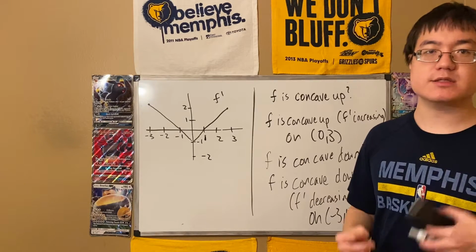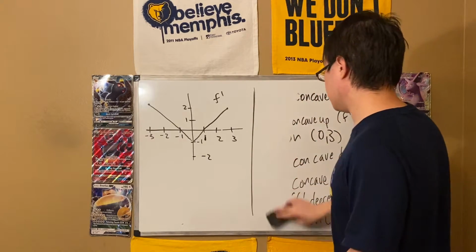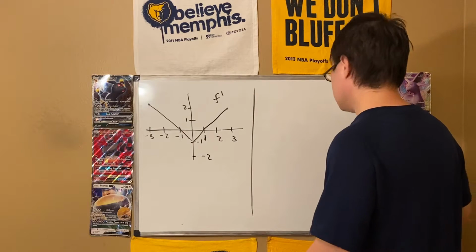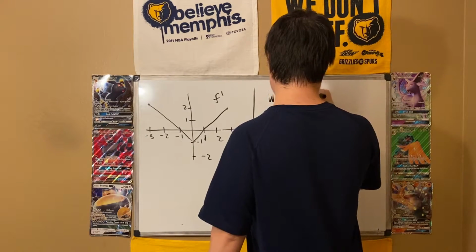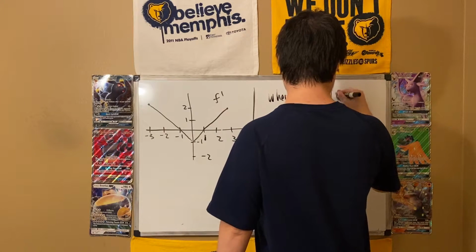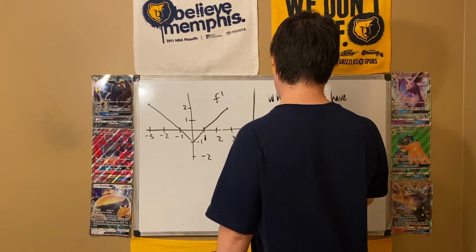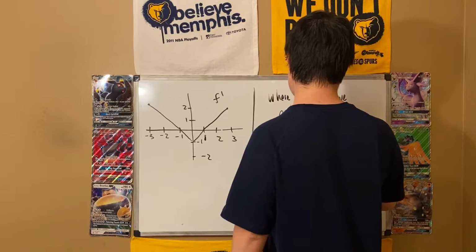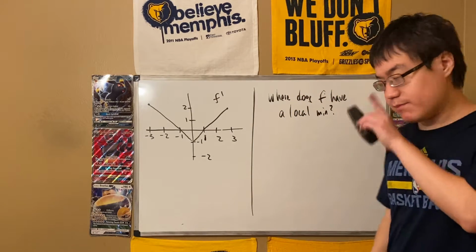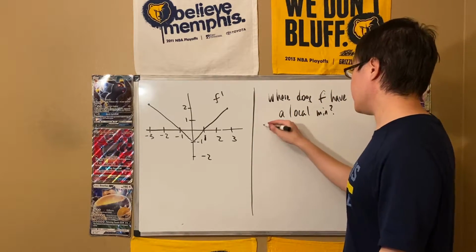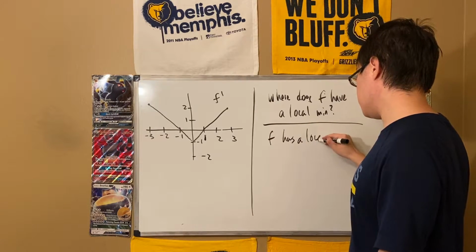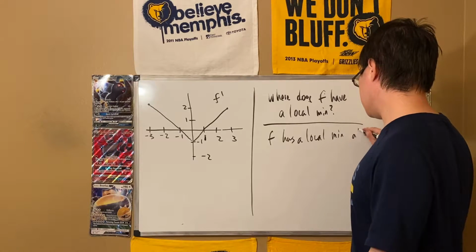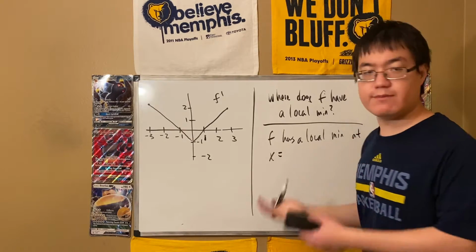Let's do local min or max and then inflection points. So we're going to erase this. So where does f have a local min? And remember that, of course, local min is the same thing as relative min or relative minimum. So where does f have a local min? Again, I like to justify. So f has a local min, and then I'd like to write the rule. I'll just leave a blank here. It will be at some number.